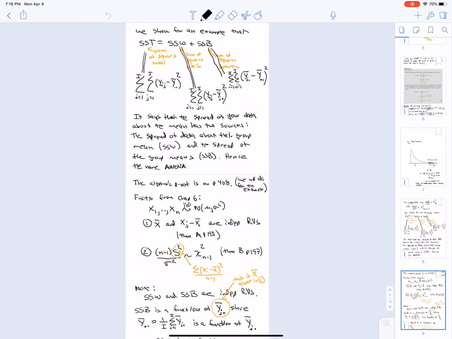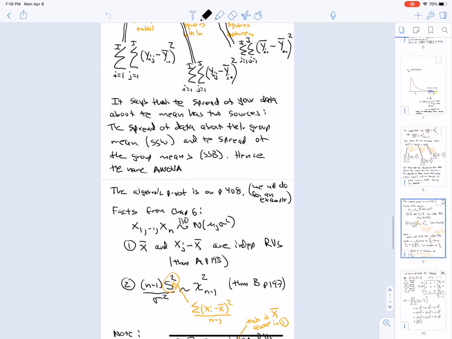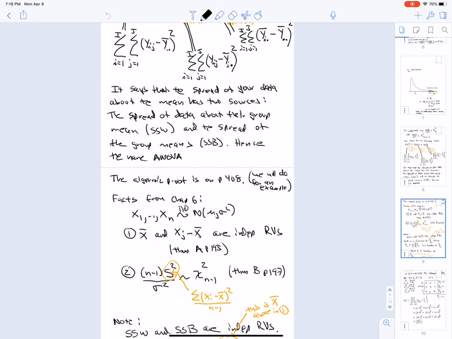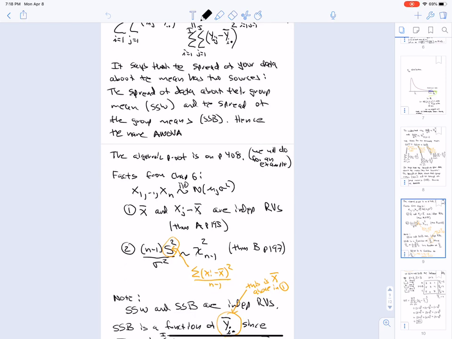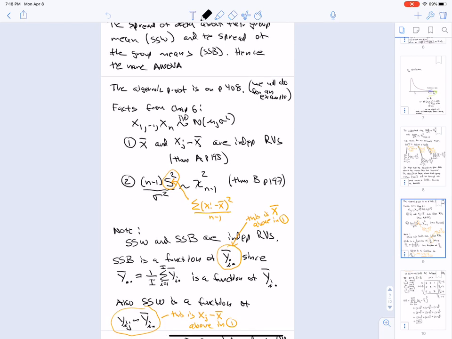Now, there's an algebraic proof of this decomposition on page 408. I'll skip it because it doesn't give you a lot of insight. Rather, we'll work it out for an example. Some facts from chapter 6 that you need to know are that if x1 to xn are IID normal mu, sigma squared, then x bar and xj minus x bar are independent random variables. And furthermore, n minus 1 times the sample variance over sigma squared is a chi-squared with n minus 1 degrees of freedom. So now I claim that SSW and SSB are independent random variables.